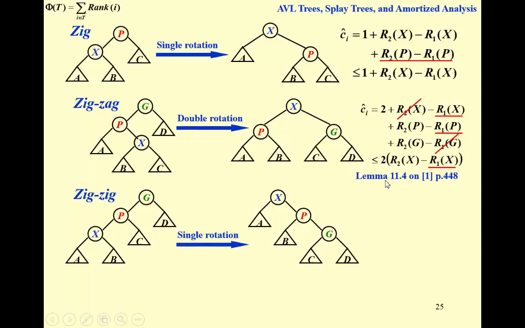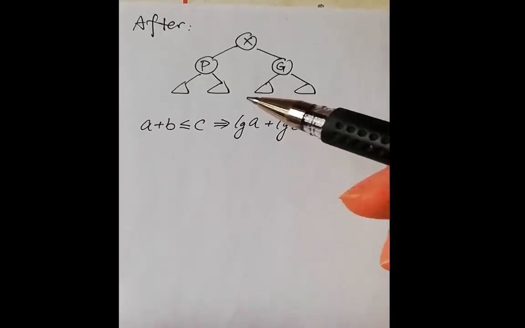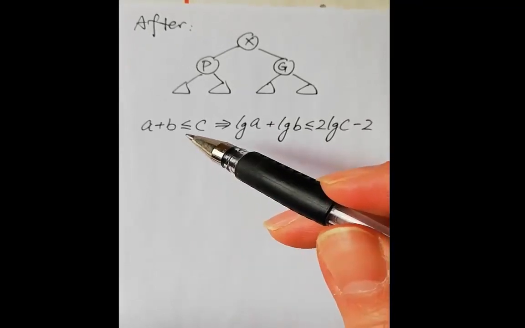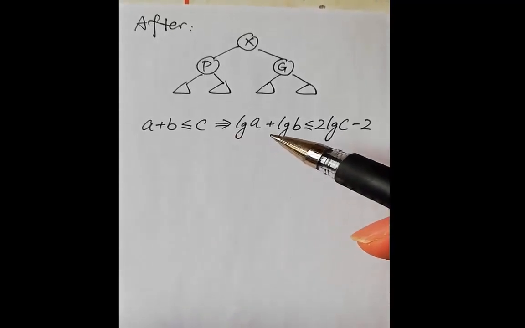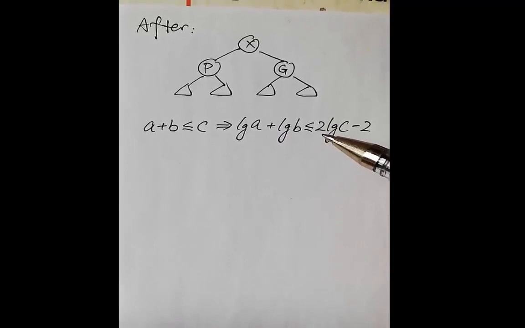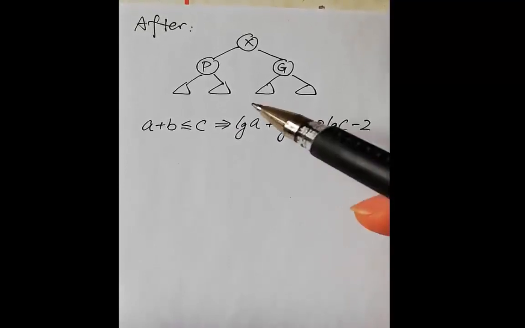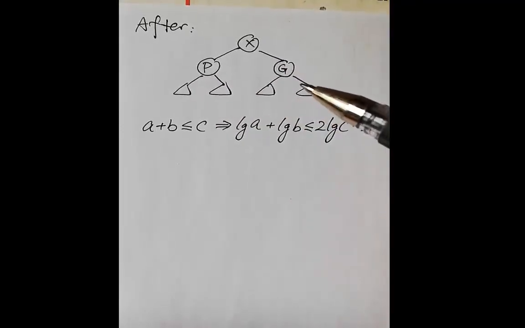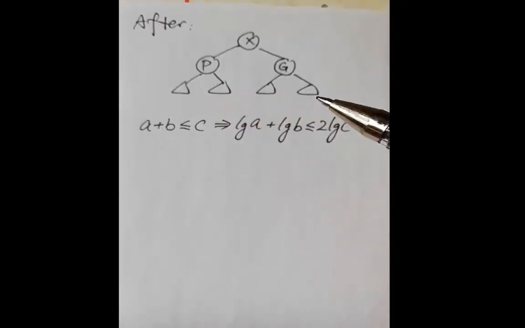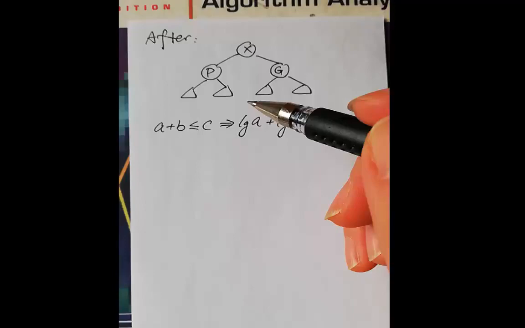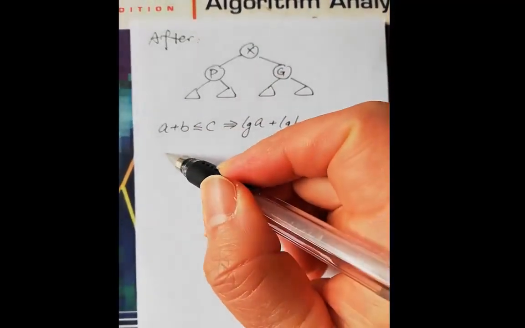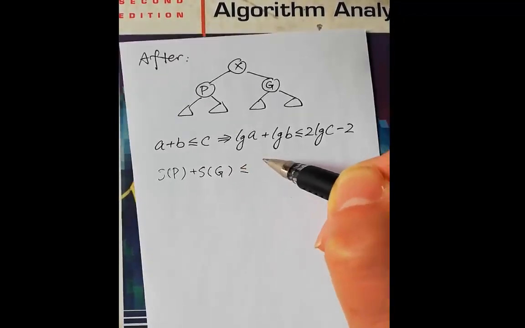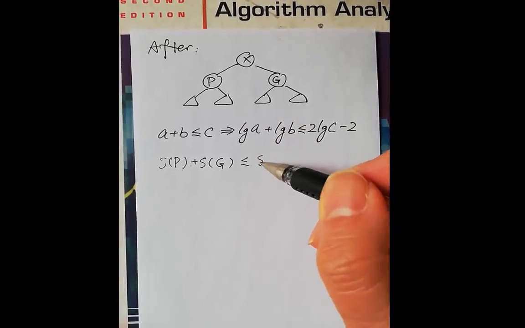And there's a theorem given in your textbook. Now let's check the tree after the rotation. There's a lemma in our textbook saying that for positive integers a, b, and c, if a plus b is less than or equal to c, then we can conclude that log of a plus log of b is smaller than or equal to 2 times log of c minus 2. Now in this tree, obviously we can observe that the size of this tree plus the size of this tree must be smaller than or equal to the size of the whole tree, right? Okay, so what do we get? We get the size of P plus the size of G is smaller than or equal to the size of the whole tree, which is the size of X.